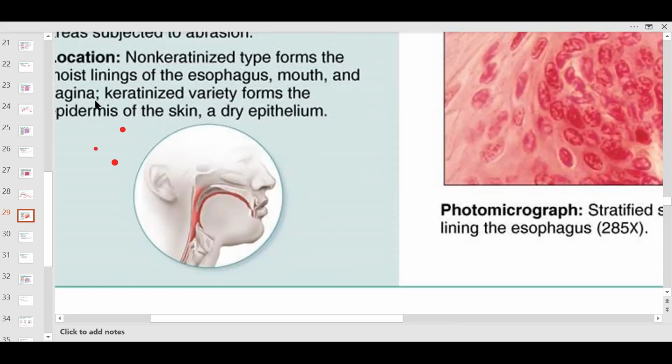So look at what's happening. Now the food comes down here. What's this elastic cartilage? I said elastic cartilage, I didn't say elastic connective tissue. What's that flap called that's made of elastic cartilage?